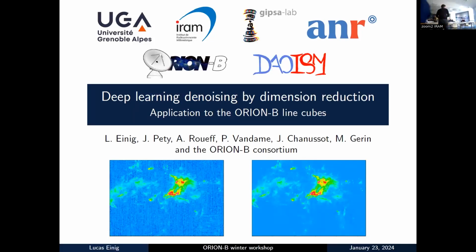So everyone, my name is Einig. I'm a PhD student here in IRAM Grenoble, supervised by Jérôme and Jocelyn Chanusso. And you will have me for 30 minutes to talk about two different works in the context of the Orion B consortium. Let's begin with the denoising of the Orion B observations.